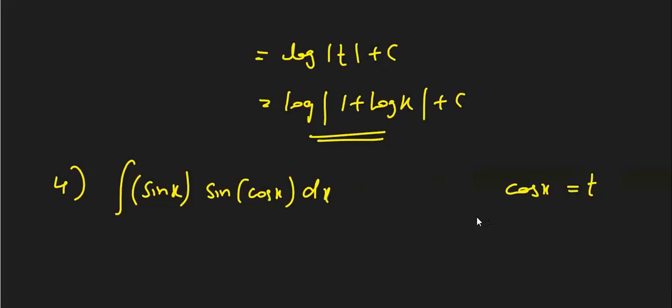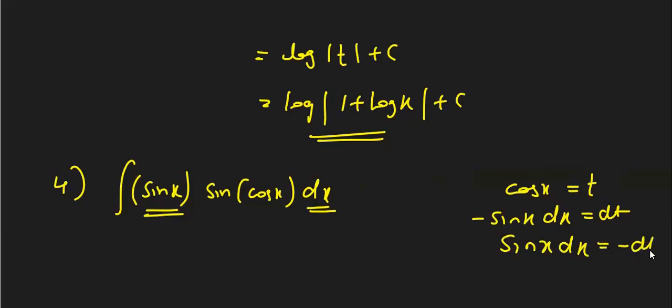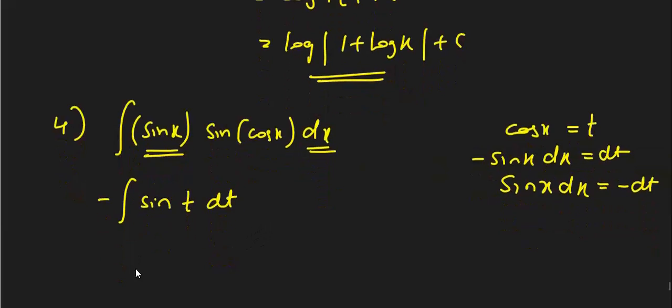Differentiate this, derivative of cos x is minus sin x dx, that is equal to dt. But you have sin x dx with you, so sin x dx is equal to minus dt. So integral sine of cos x is considered to be sin t, and sin x dx is considered to be minus dt. So now we can integrate this minus.